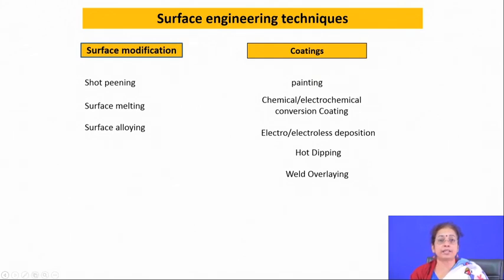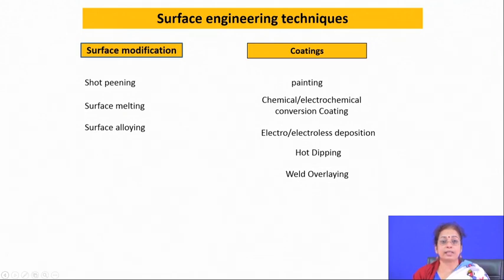If you talk about coating techniques which may be applied, they are painting. First of all, painting is a versatile technique which is widely applied for protection against corrosion of any kind of material when exposed to the environment. So, it acts as a barrier layer and saves the surface from corrosion. Chemical and electrochemical conversion coatings can be applied for protection against corrosion. Electrolytic deposition can be applied. Hot dipping can be applied for protection against oxidation, because hot dipping basically applies a very thin layer and can be used for application of zinc coating or aluminum coating. So, by that process it saves the surface from oxidation.